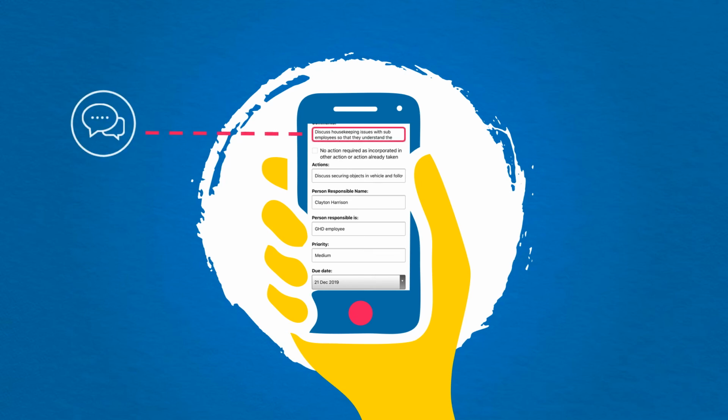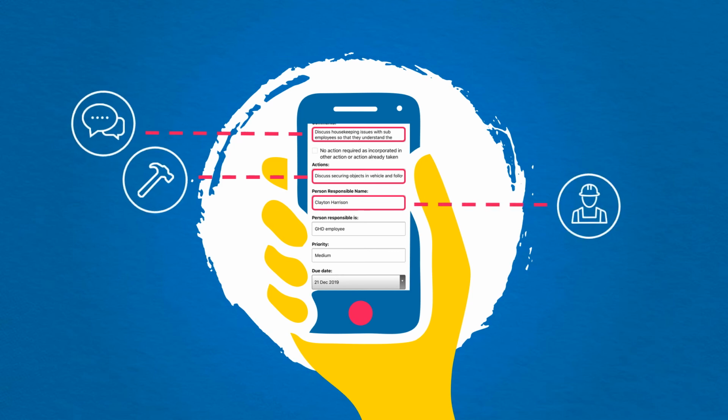Comments. General commentary on what needs doing and why. Actions. Summary of specific actions required to close out observation. Person responsible name. This person is responsible for ensuring completion of actions listed by the assigned due date. Due date is based on priority of hazard or risk.